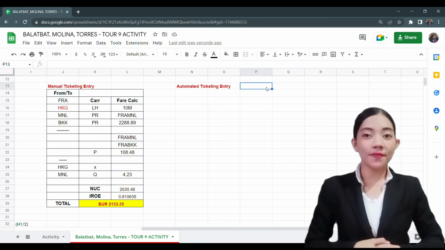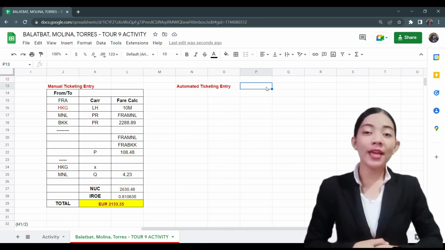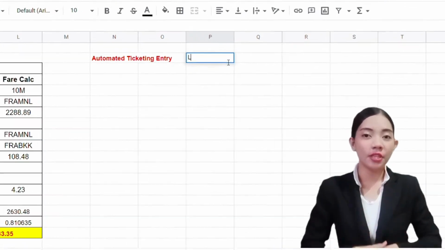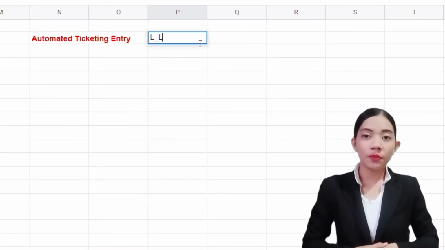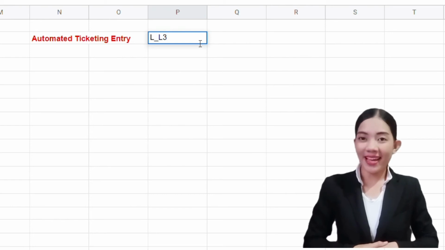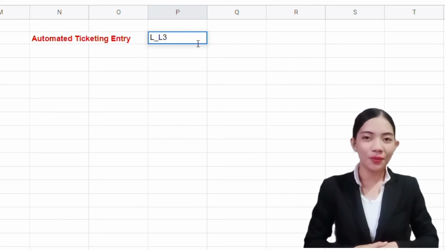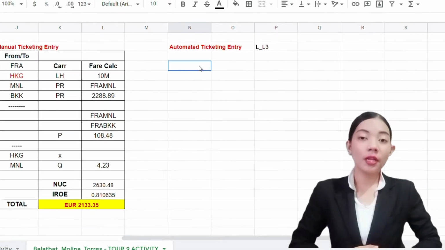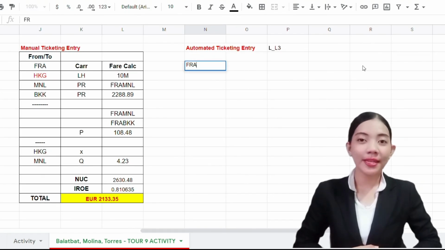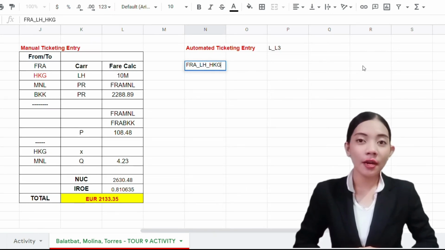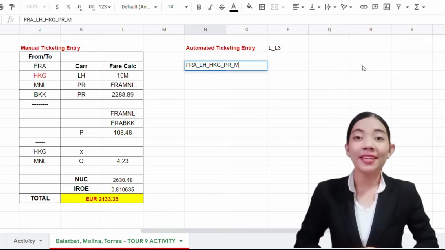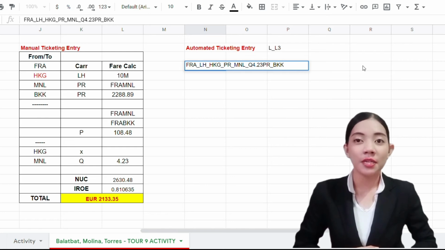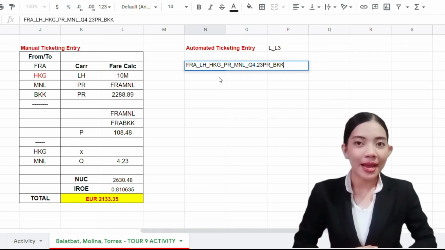Moving forward to our automated ticketing entry, on this part, we have to remember the rule between letters and numbers. When letters are consecutive, there must be space in between. While on the other hand, if it is letters to numbers, we don't use space. Looking at our itinerary, we begin with FRA, space LH, space HKG, space VR, space MNL, space, then insert the Hong Kong Q tax and its value of 4.23. Then proceed again with the carrier PR, space BKK, since it is the end of our itinerary.